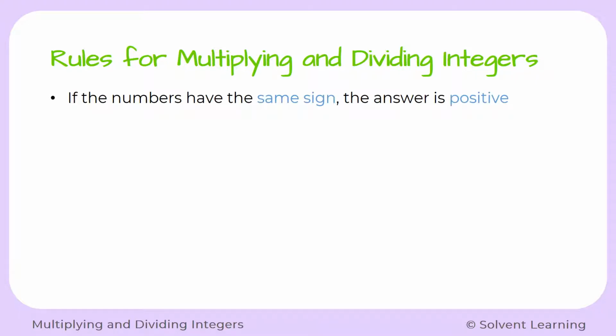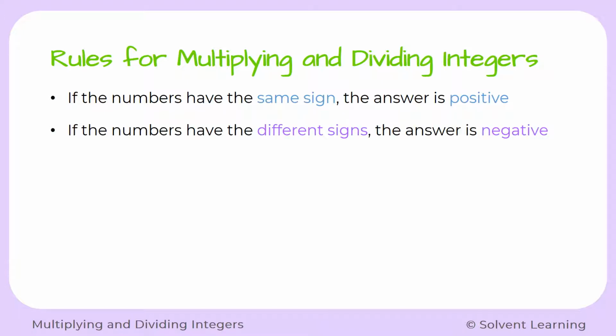The first rule is that if the numbers have the same sign, then the answer is positive. That means if both of the numbers that you're multiplying or dividing are positive, your answer is positive. Or if they're both negative, your answer will also be positive. If the numbers have different signs, though, then the answer will be negative. So if you're multiplying or dividing a positive and a negative, the answer is always negative. And these rules work for all real numbers.